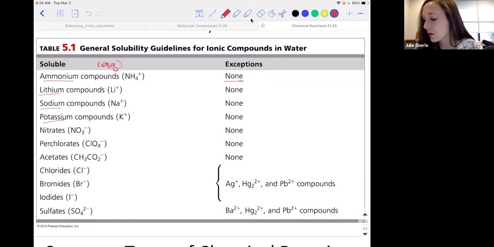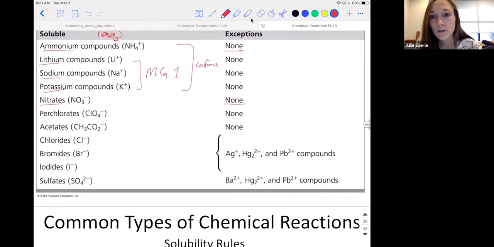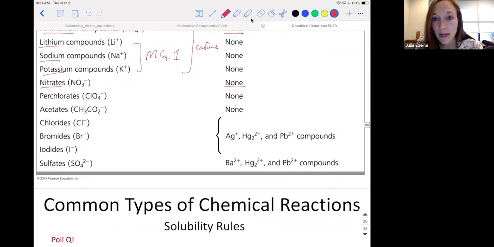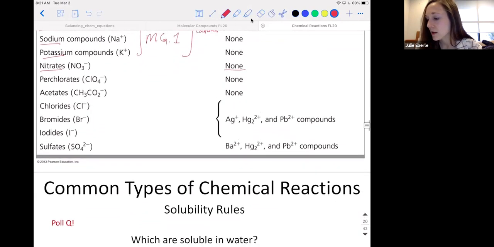What do you know about these? These are all main group 1 elements, alkali metals, okay? Nitrate, if this is an anion. So these top 4 are your cations. The rest of these down here are anions. So if something has nitrate as the anion, it's always going to be soluble. No exceptions, okay? It will dissolve. It doesn't matter what the cation is. If nitrate's the anion, it's going to be dissolved in solution.